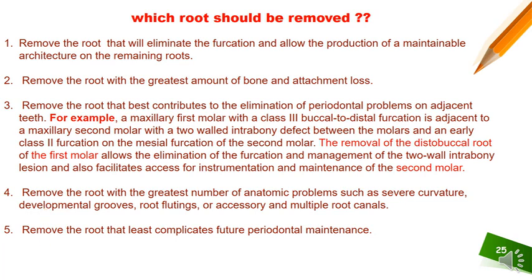Fourth, we should remove the root with the greatest number of anatomic problems that complicate the endodontic and periodontic treatment, like those with severe curvatures, developmental grooves that interfere with maintaining the area clean and cause plaque deposition, root flutings or accessory, and multiple root canals. Fifth, we should remove the root that least complicates the future periodontal maintenance.